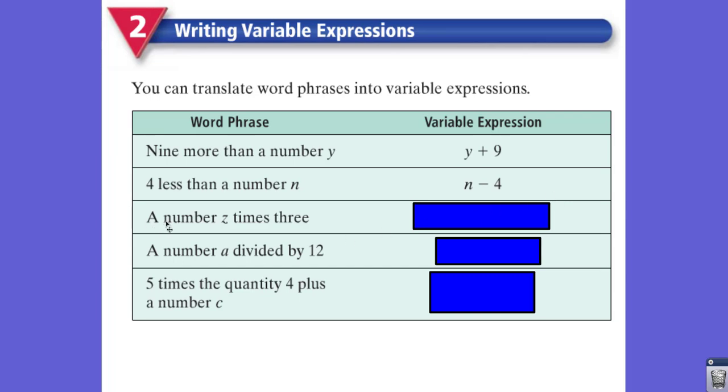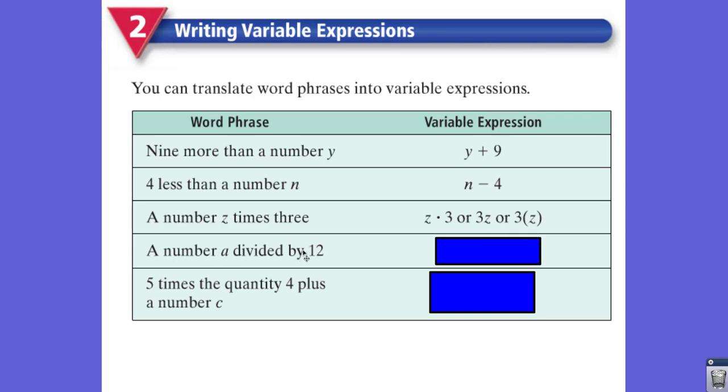Okay? A number z times 3. Now this is the only one that there is a specific way of writing it. You always put the coefficient first. Okay, the number with the letter. Now they gave us several options here, but the one that is correct is going to be this one here in the middle, 3z. That is the one that is the most correct.